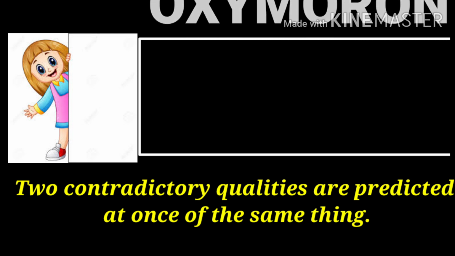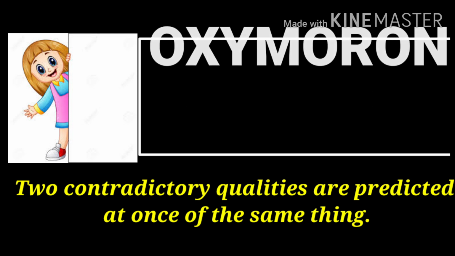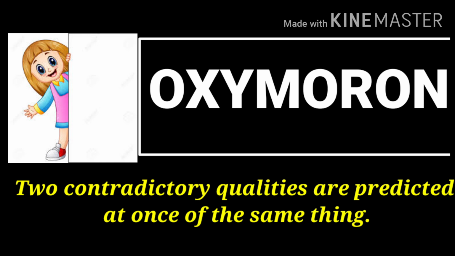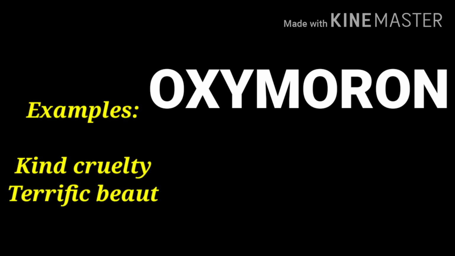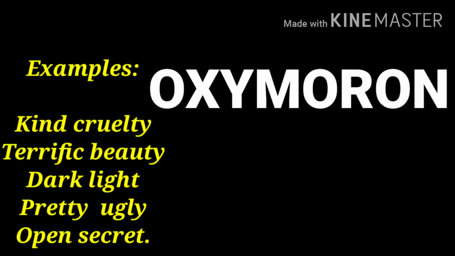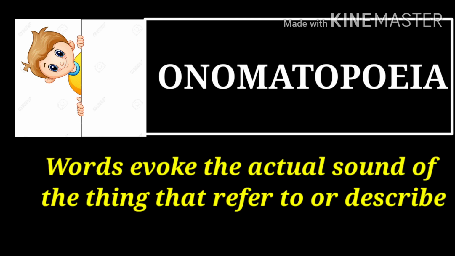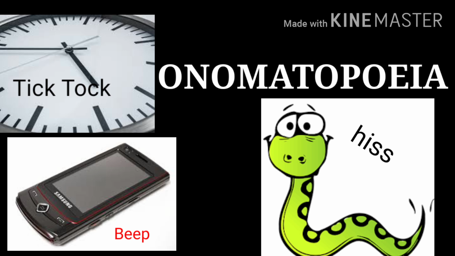Oxymoron. Two contradictory qualities are predicated at once of the same thing. Examples, kind cruelty, terrific beauty, dark light, pretty ugly, open secret. Onomatopoeia. Here, words evoke the actual sound of the thing they refer to. Examples, tick-tock, hissing, beep. In these words, they resemble the same sound.